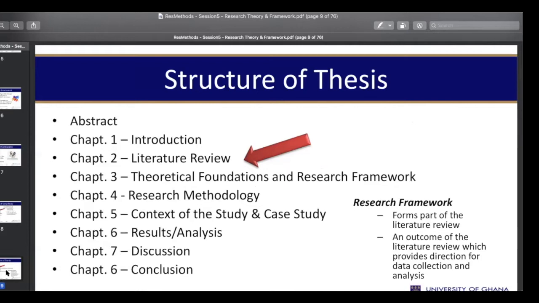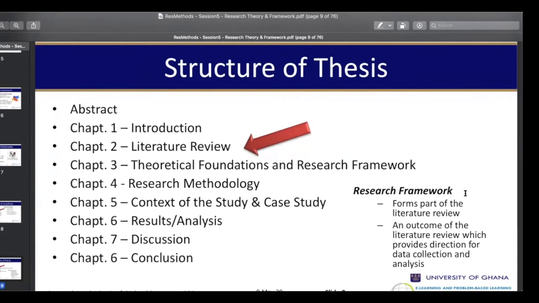I mentioned it earlier, that if you are doing a PhD, you have a theoretical foundation research framework chapter. So that'll be chapter 3. That's what I was trying to explain. Okay, so now let's continue.